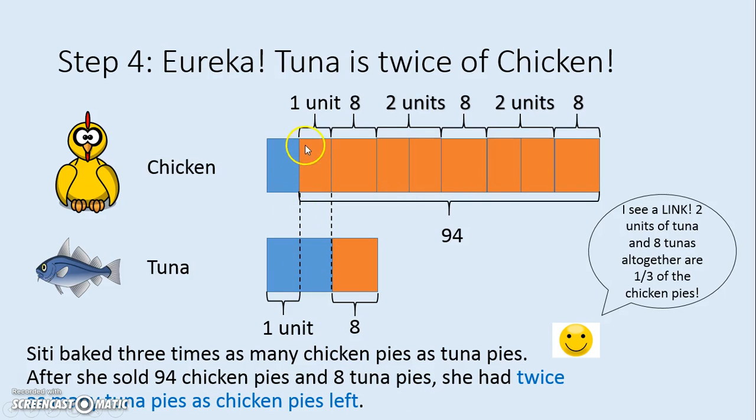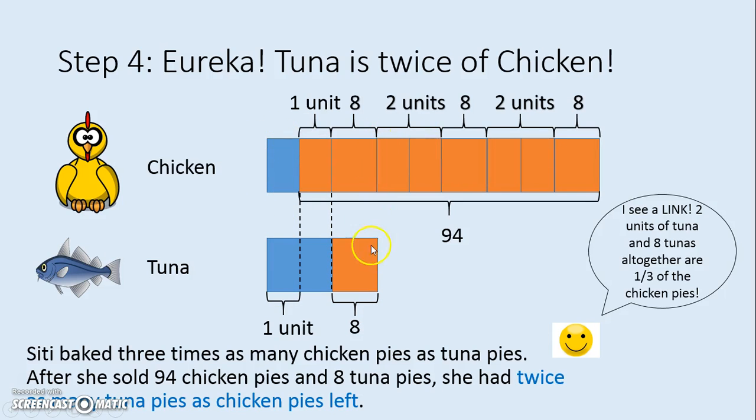So what I did was to break the 94 chicken pies into a representation of the tuna pies. So from the diagram over here that you see, you have 2 units of tuna pies represented in blue that are the leftovers, and they are twice that of the chicken pies that are left over. So you have 2 units of tuna pies here and 8 tuna pies that were sold. So this big unit over here is 1/3 of the number of chicken pies.